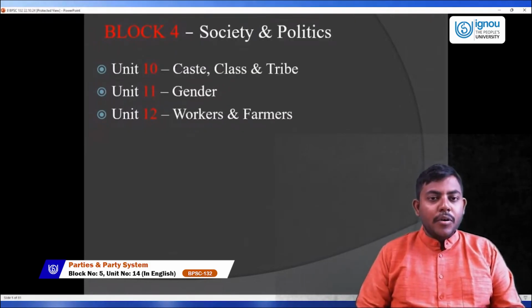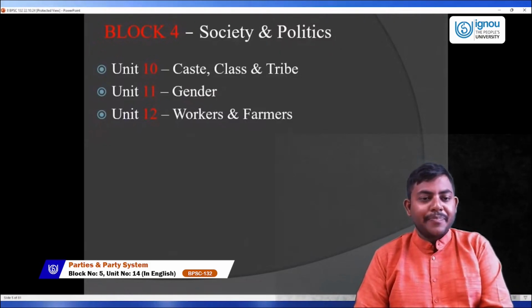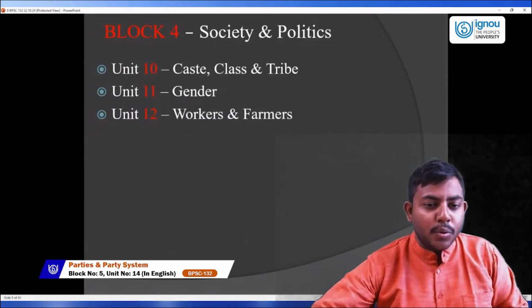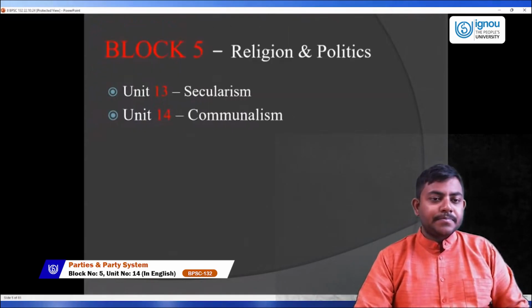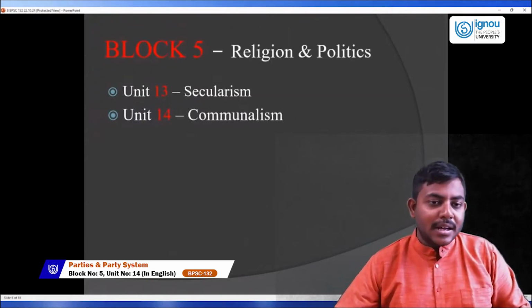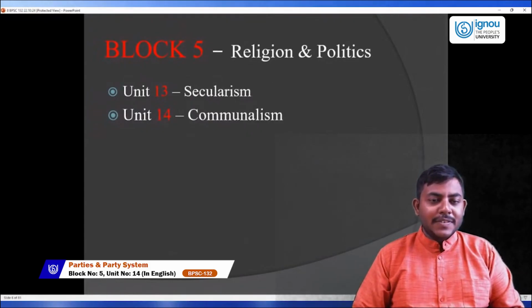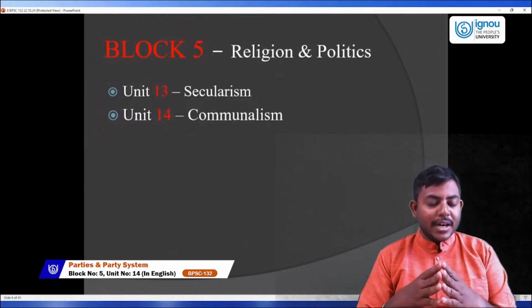Afterwards, in block 4, which was pertaining to society and politics, we had discussed 3 units, that is unit 10, caste, class and tribe, unit 11, which was pertaining to gender, unit 12 pertaining to workers and farmers. And in the last class, we had discussed religion and politics, which is block 5, and as part of that we had discussed unit 13, which was pertaining to secularism.